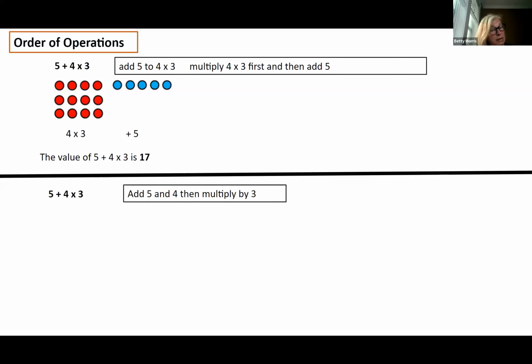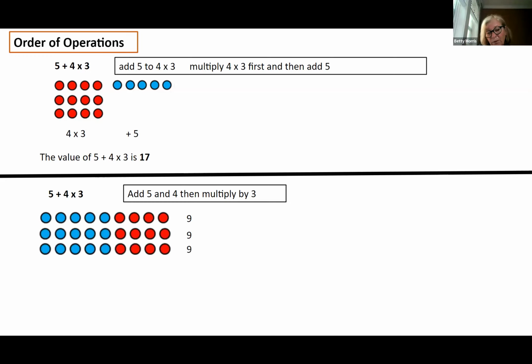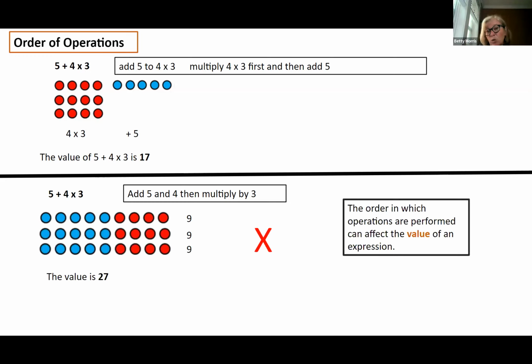I'm going to show you a misconception here. So I've got this very same expression here, but what is happening is that you're going to get students who are going to start left to right. That will be uppermost on their mind. And so they'll start from the left. And so what they're going to do is add 5 and 4 and then multiply by 3. And you're going to see how very different it looks. So we've got add 5 + 4 and then multiply by 3. And so now the value is 27.